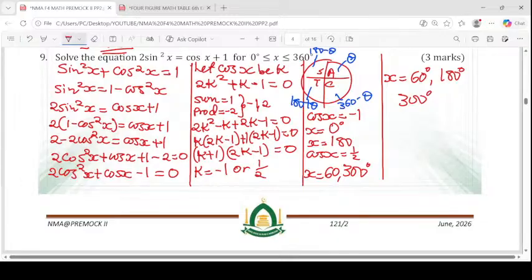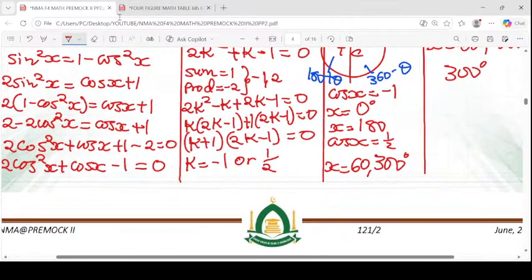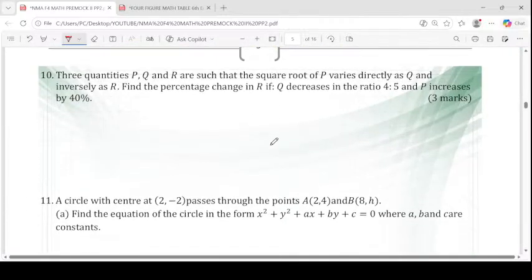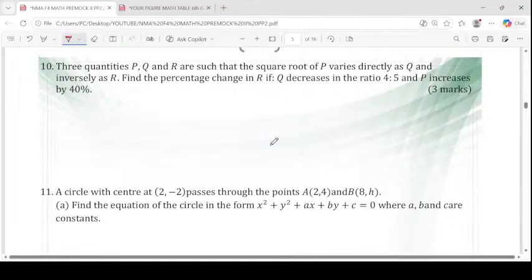Because it is in the second and third quadrant where the cos was negative. I think now that one is well sorted. So we have solutions of X being 60, 180, and 300. I now go to question number 9. Is it number 9? Number 10, sorry. We are now moving to question number 10.